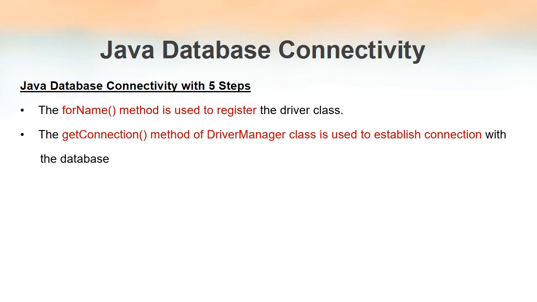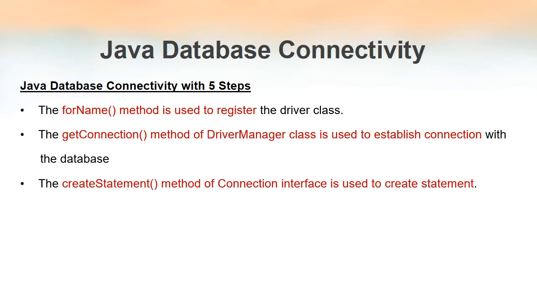And third step is to create a statement. For creating a statement, we have to use the method createStatement. This method is actually inside the connection interface. So these 3 are the first 3 steps that we have to do. First of all, register the driver class. For that, we have to use the method forName. Then create a connection. For that, we have to use the method getConnection. This method is inside the driver manager class. And third step is to create statement. For that, we have to use the method createStatement. This method is inside the connection interface.